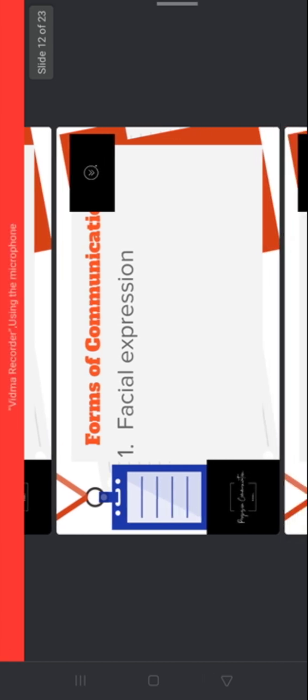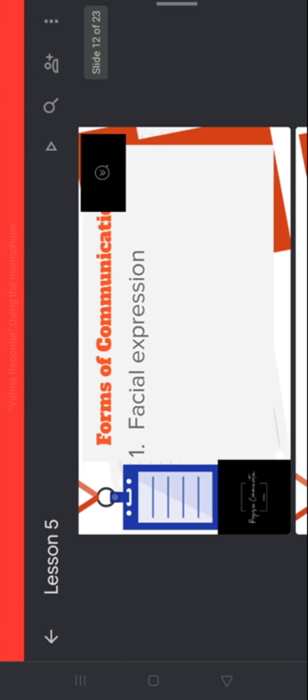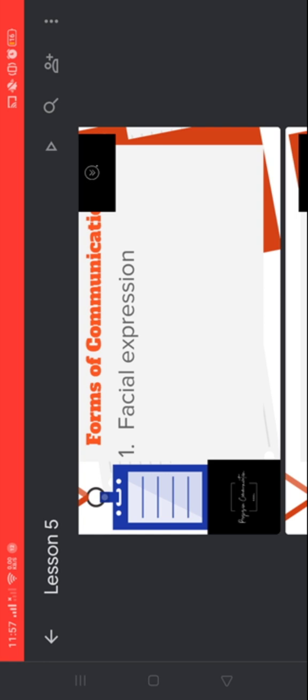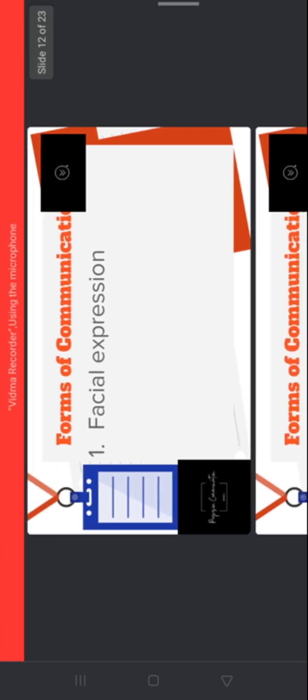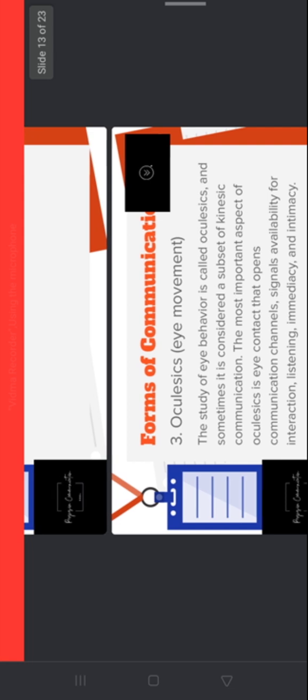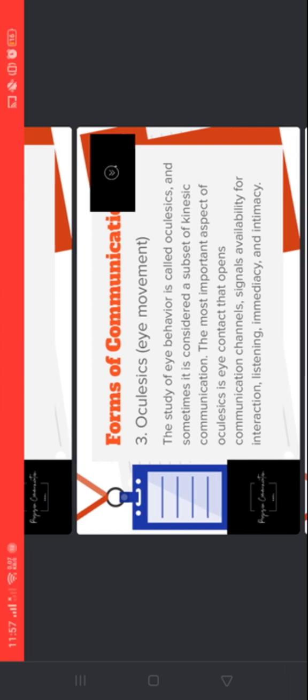Number two, class, is facial expression. Facial expressions are the expressions of our faces. It's either we're angry, or we are sad, or we are emotionally baffled. Angry, sad, all of those expressions in our faces. Number three, class, is this one: the eye movements, or the oculesics.